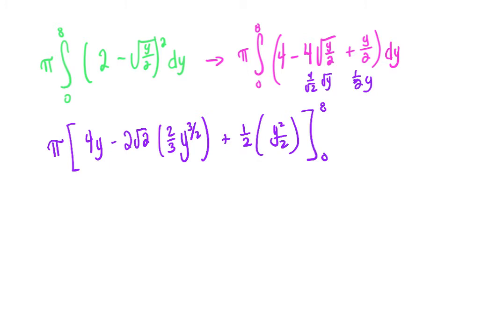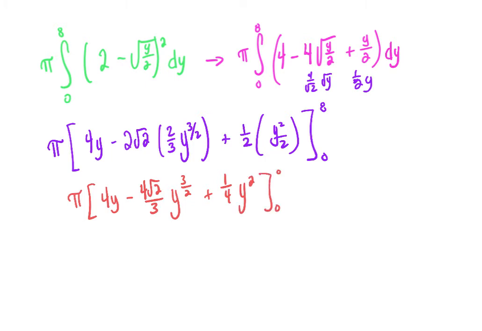So we have 4y minus 4 square root of 2 over 3, y to the 3/2, plus 1/4 y squared from 0 to 8. It's easy when we plug in an 8 to the first and last one. 8 and 4 gives us 32. 64 over 4 over here is going to give us 16.